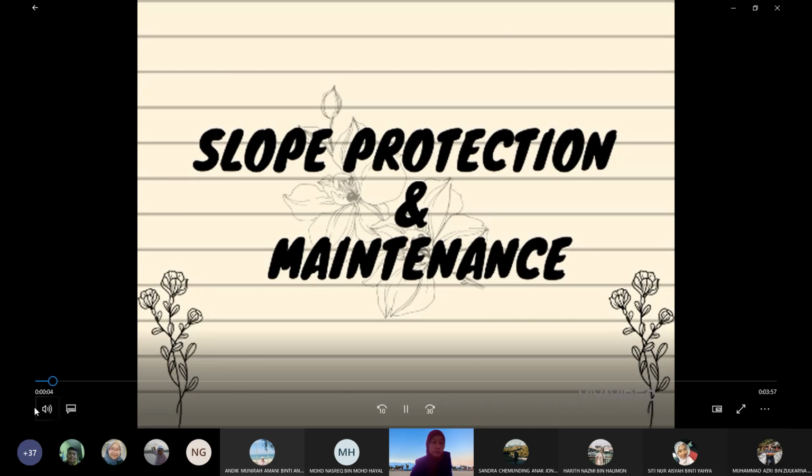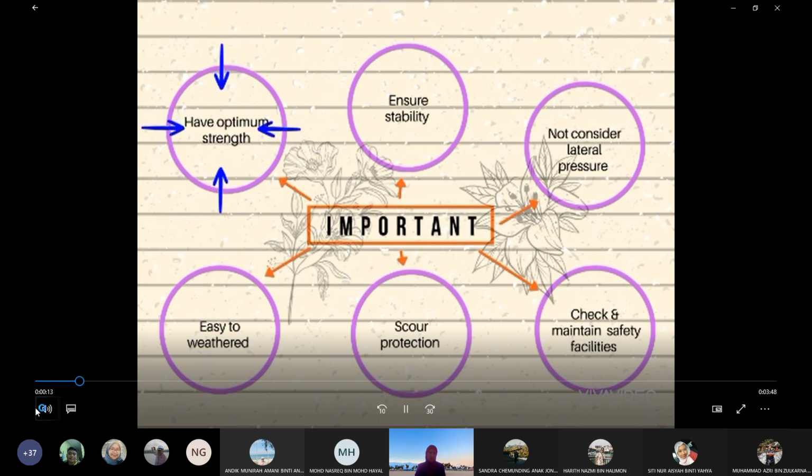My name is Mashita, and today I would like to share about slope protection and maintenance based on my understanding. The importance of slope protection and maintenance: slope protection and reinforcement need to have optimum strength during construction to ensure engineering quality and rate of progress. Besides, slope protection needs to be adjusted according to engineering geology, construction material and engineering types, or comprehensive measures, to ensure stability of the highway subgrade.